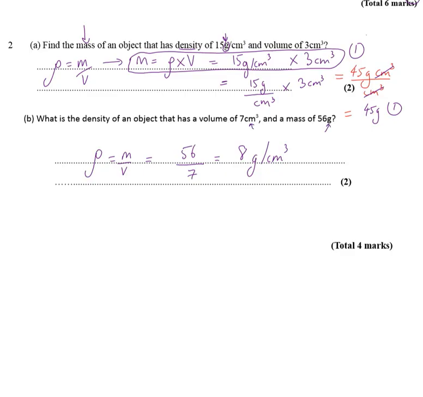Now you get 1 mark for the answer, which is this one. And then you get the second mark for this one there. So 2 marks. You need to show your full working. This is the full working out there.